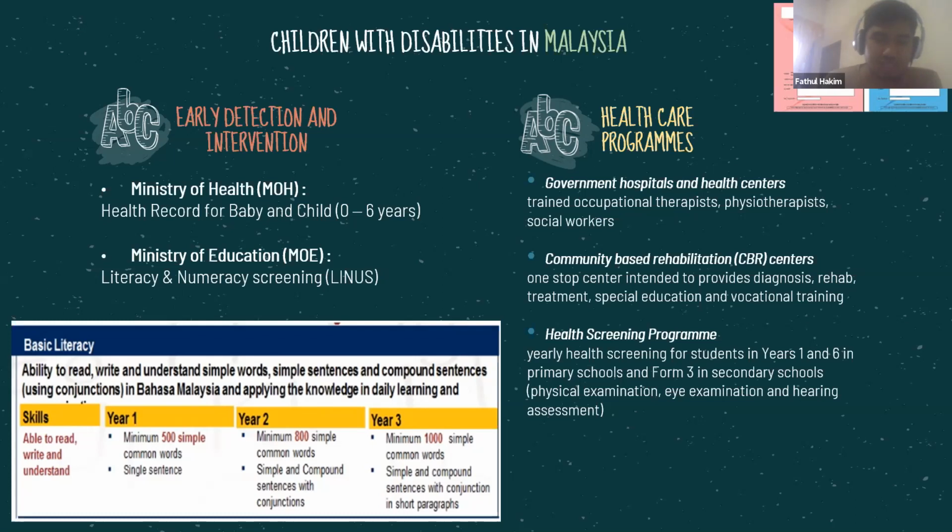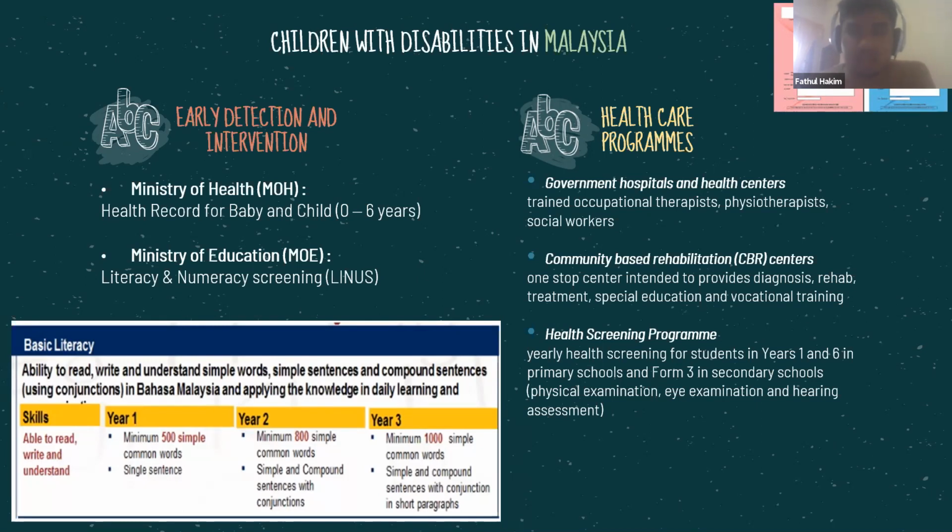So there are the first 3 years that these children need to pick up these skills, and if they don't fully fulfill the criteria, they will be flagged. So they will detect this child as a child with disability, so that we might intervene earlier. So second is healthcare program.